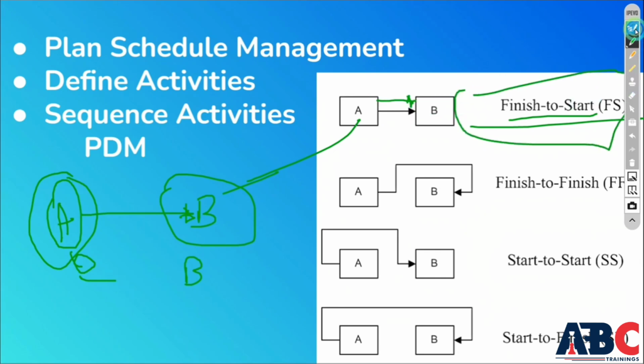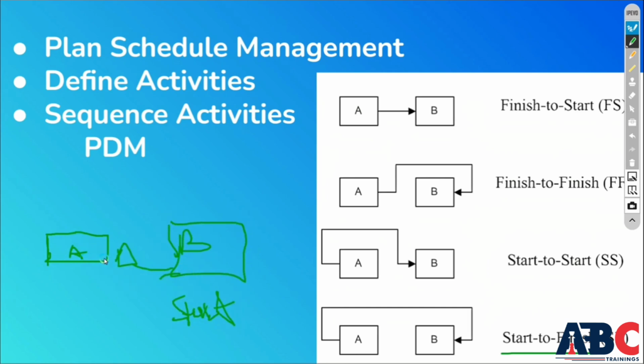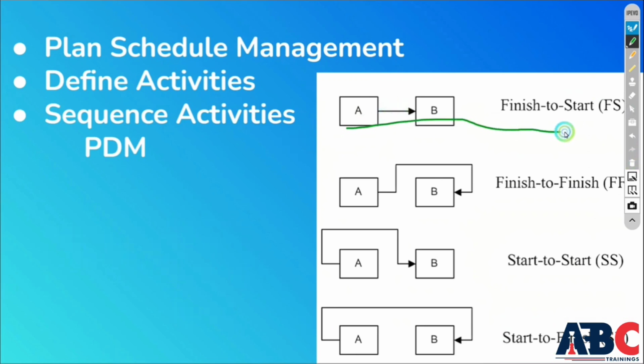Second is start to finish. What will come next in start to finish? Your running activity is A and your next activity is B. Till B activity doesn't start, your A activity won't end. So this is called start to finish, means that after B activity starts, your A activity can end. We will see the examples of these two, what exactly happens. Like, consider that finish to start means that you have finished your brickwork, you have to plaster it.